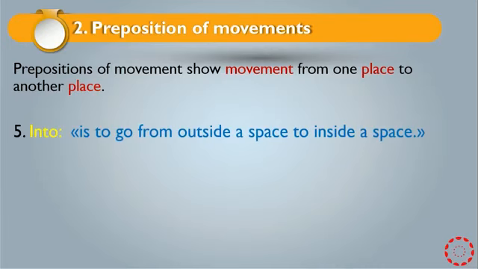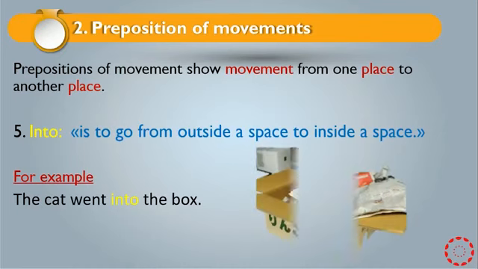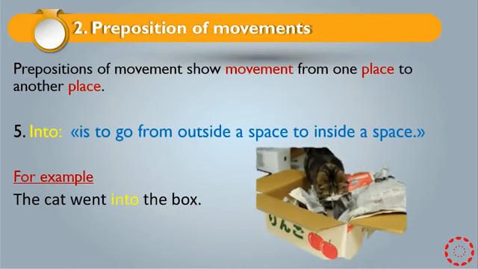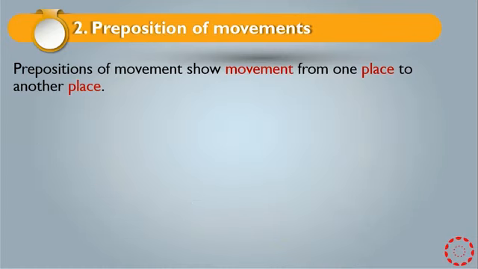The fifth one we have is into, to go from outside a space to inside a space. The cat went into the box. As you see in the picture, the cat went to another space, which is the box. The cat went into the box.